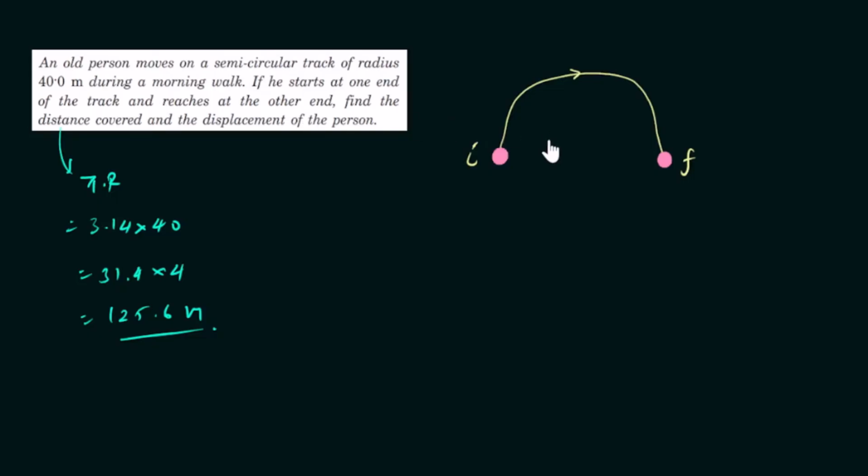And this is the shortest path between the initial and final position. This is 40 meter, this is 40 meter. Total will be 80 meter. So the displacement is 80 meter.